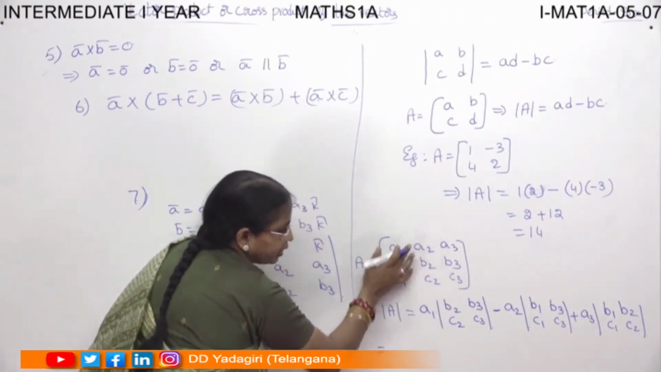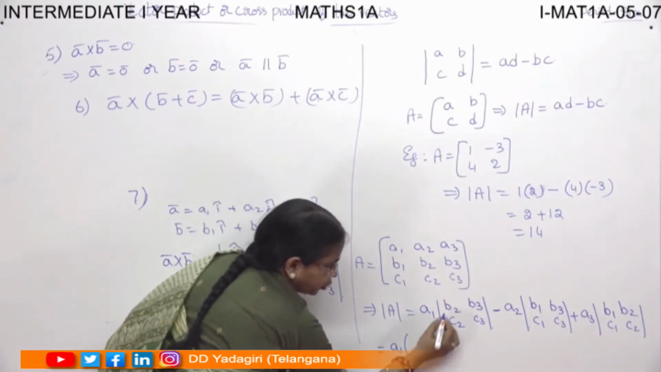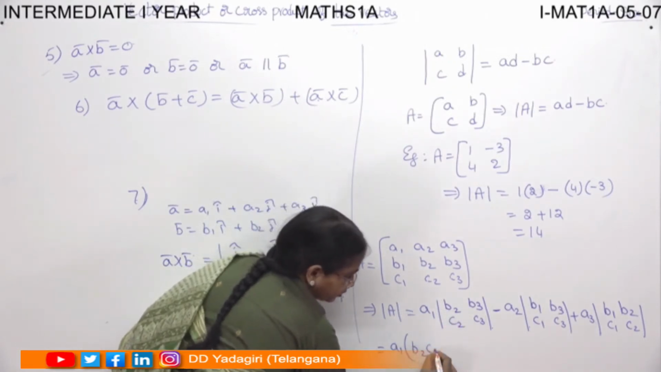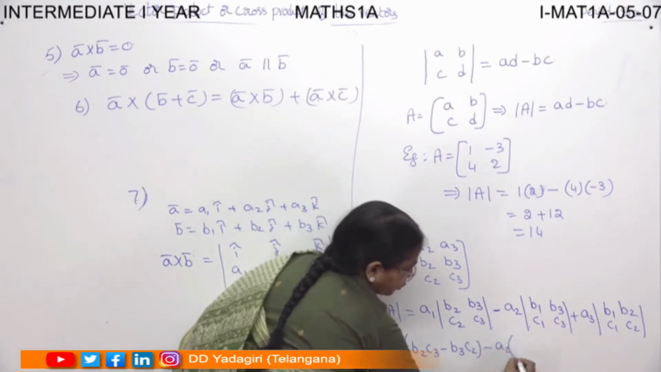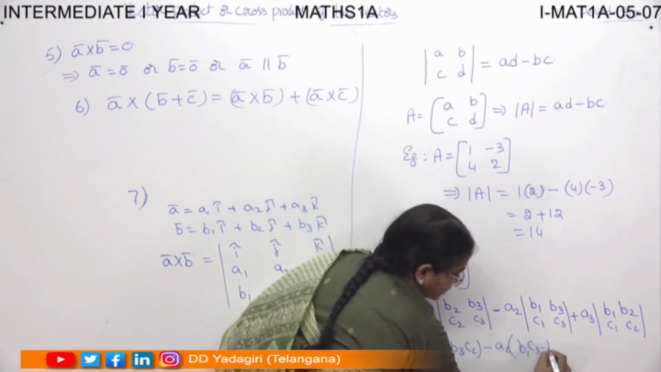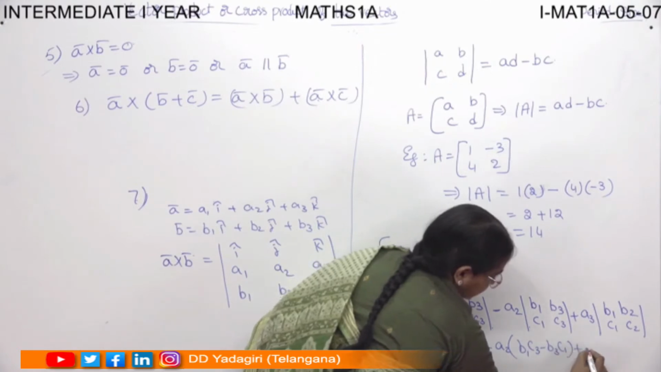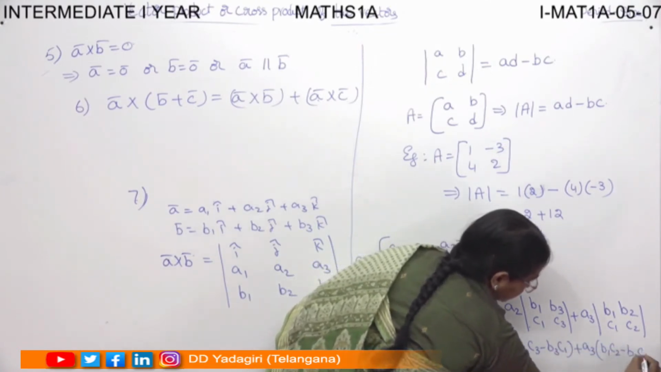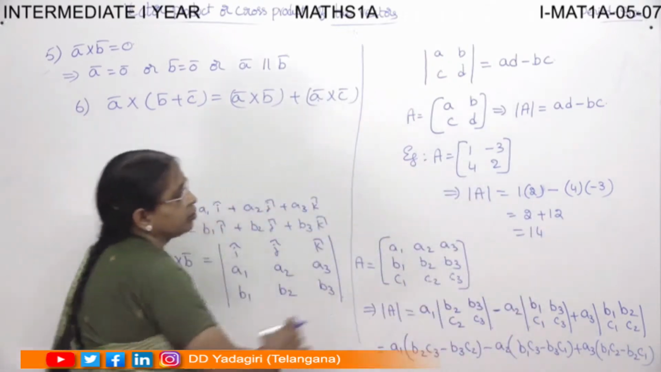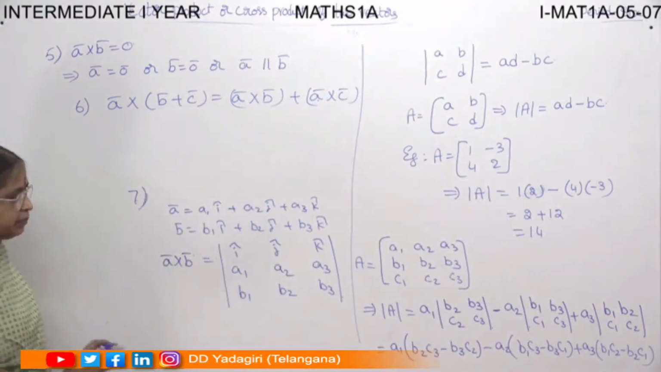So the determinant of a 3 by 3 matrix is A1 into (B2 C3 minus B3 C2), minus A2 into (B1 C3 minus B3 C1), plus A3 into (B1 C2 minus B2 C1). This is the procedure to find the determinant of a 3 by 3 matrix.